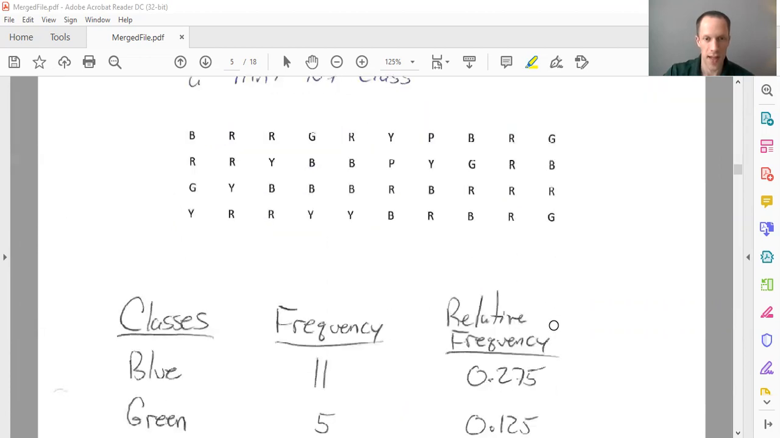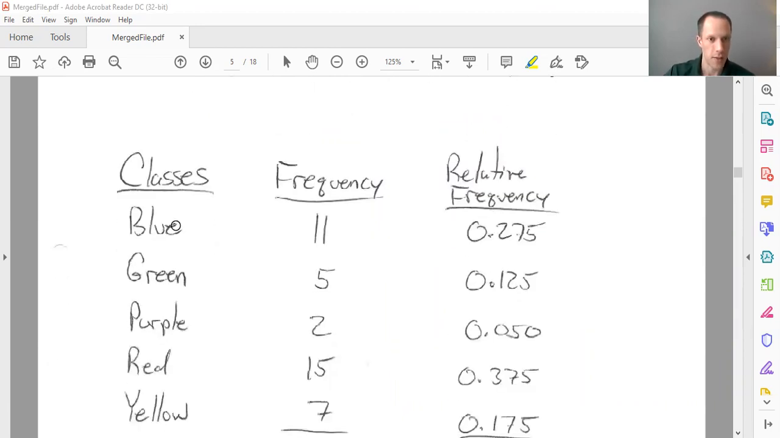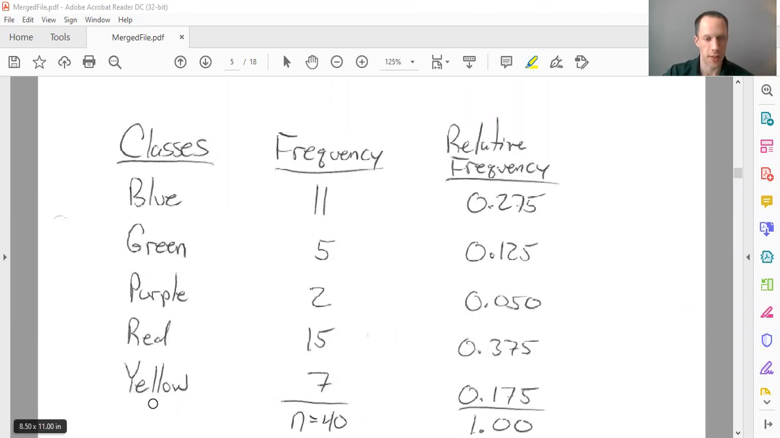Now, if I want to sort this data into a frequency distribution, it's actually a lot easier than the quantitative data. The classes are just the different categories of responses that I might see: blue, green, purple, red, and yellow. And then I just count how many people responded with that particular color. So 11 people blue, 5 people green, 2 people purple, 15 red, 7 yellow. So I can add those frequencies up, I get my sample size of 40 again.